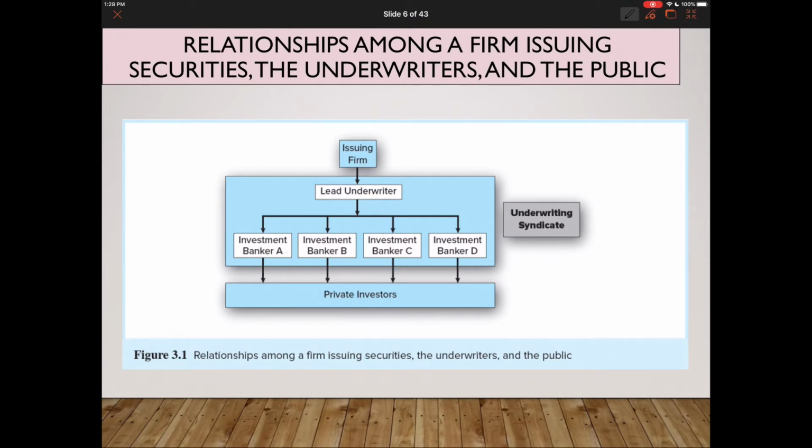So let's just take a look at the relationship among a firm issuing the securities, the underwriters, these investment banks, and the public. So you have your issuing firm, the company looking to go into an IPO or a seasoned equity offering, more focused here on the IPO side of things. You have your lead underwriter, which would be your lead investment bank. They gather other investment banks that operate as an underwriting syndicate. So these are simply other investment banks who will share in that responsibility for the stock issue, and then these underwriting syndicate banks will distribute or resell the offerings to private investors.